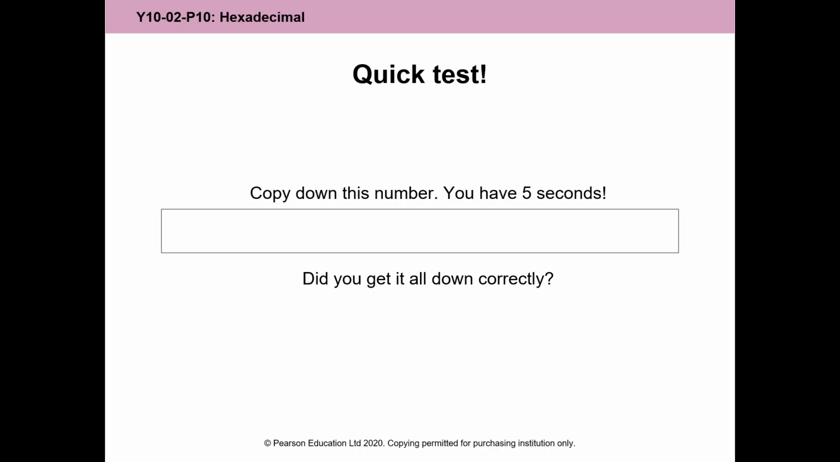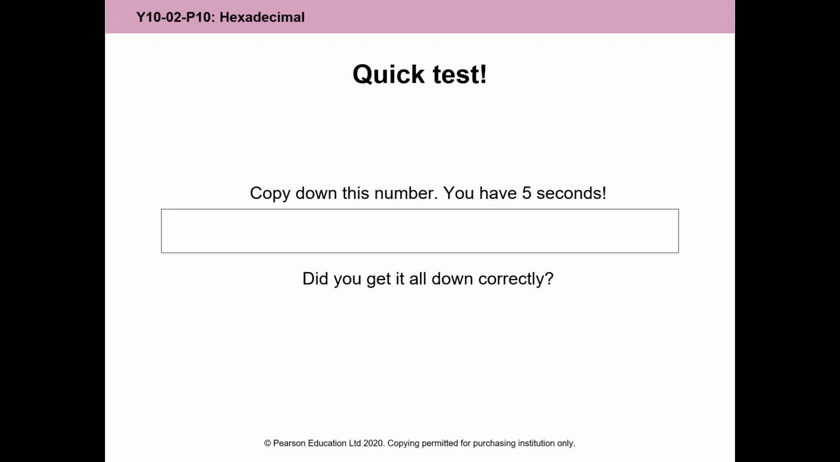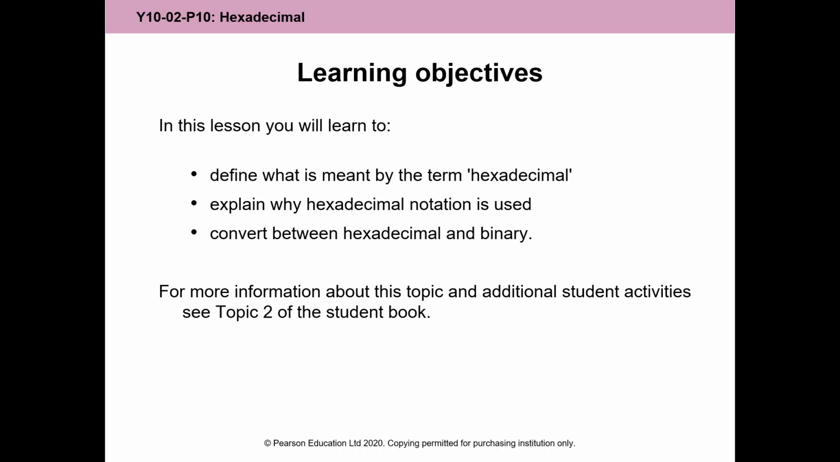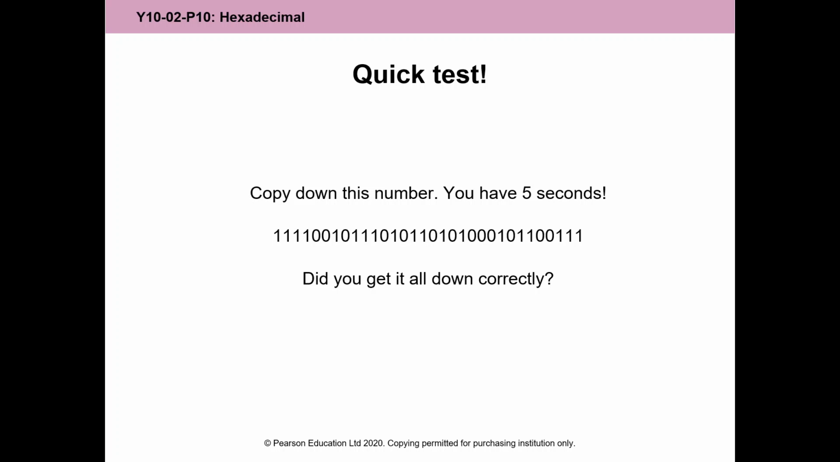So 5 seconds from now. Did you write it down? Okay, so now that you know it's coming, people at home have an unfair advantage because they can pause the video. You will have 5 seconds to write down this binary number. Anyone who can do it perfectly will get a class charts positive. Are you ready? Go.